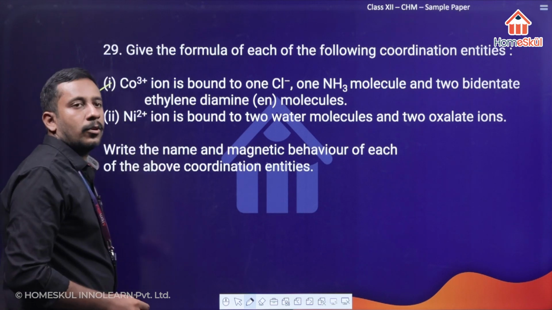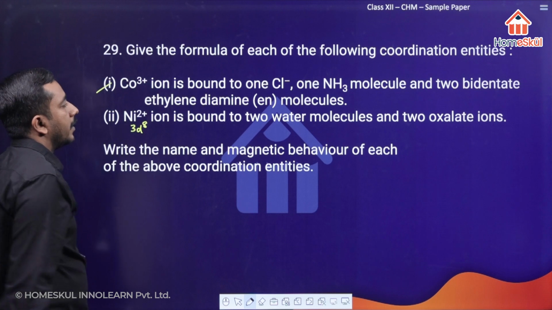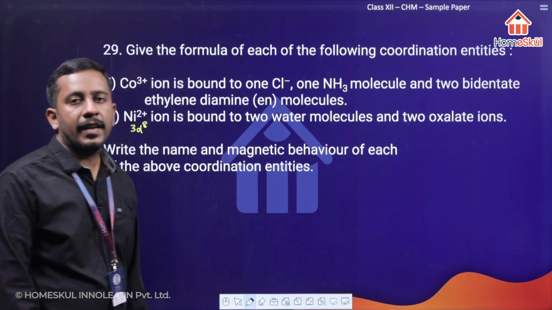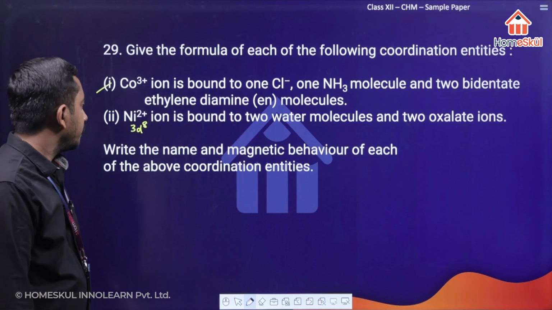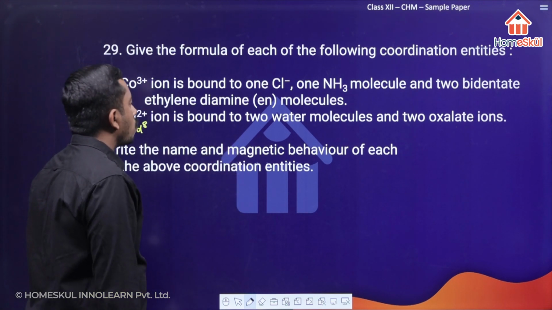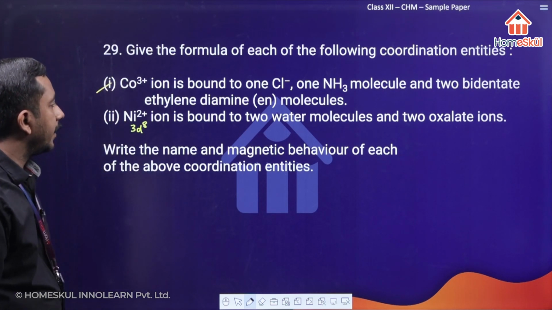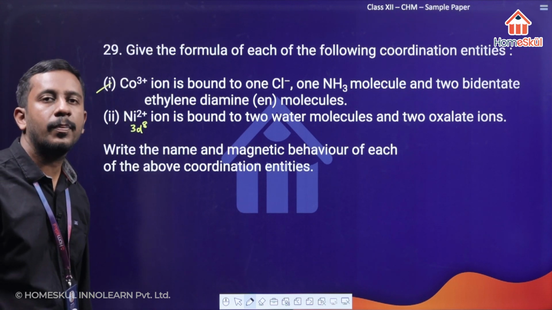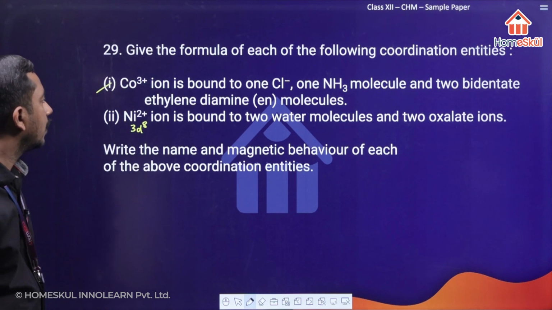Now nickel has a d8 configuration, so nickel 2 plus will also have a 3d8 configuration. And since both the ligands are weak ligands, there is no pairing of electrons happening. So first we can write the formula and then the name and magnetic behavior. So magnetic behavior, obviously it is going to be paramagnetic in nature because there will be the presence of unpaired electrons.